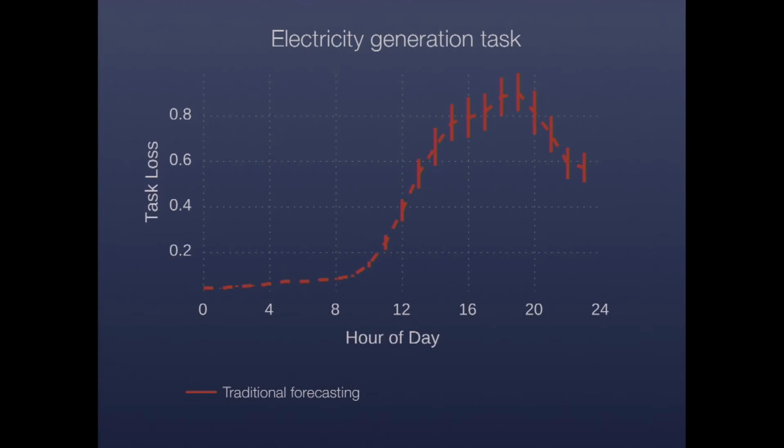Now, if we use traditional forecasting, so we try to make our forecast as accurate as possible in terms of the mean squared error, we get a loss that looks like this. Again, the actual units here are not important, but this is the rough shape. In the middle of the day, in the summer, or the afternoon, you have higher consumption, so the loss here is higher.